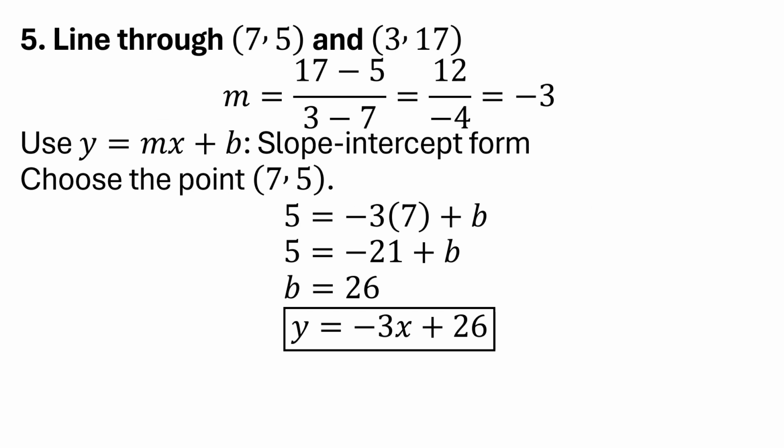First, we find the slope using the 2 points. The change in y is 12, and the change in x is negative 4, so the slope is negative 3. Then we substitute 1 point into slope-intercept form and find that b equals 26. The equation is y equals negative 3x plus 26.